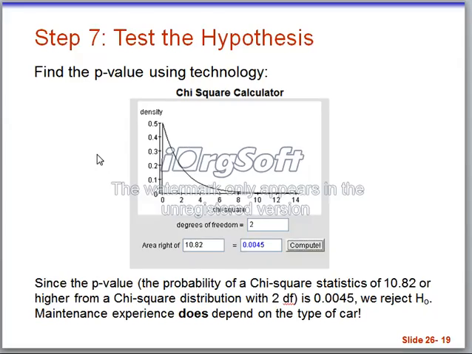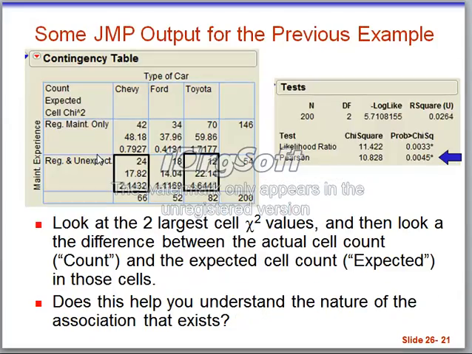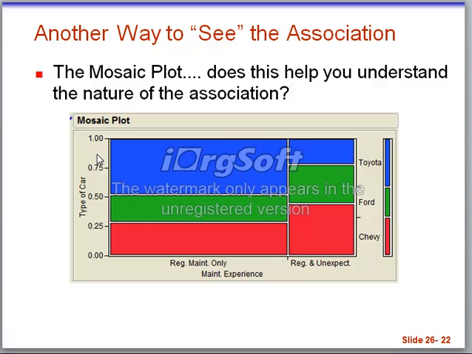When we run these tests, it's very important we understand what the null and alternative is. The null is that there is no relationship between the two variables, and the alternative is that there is a relationship. We show evidence for the alternative. So for this example right here, the null is there is no relationship between type of car and maintenance experienced. The alternative, there is a relationship between type of car and maintenance experienced.